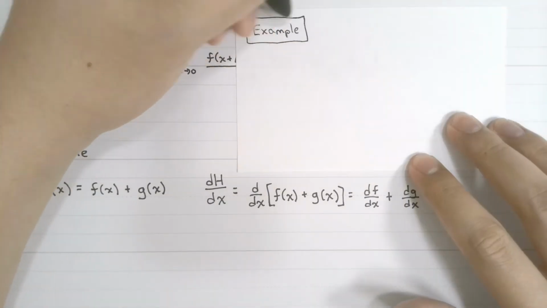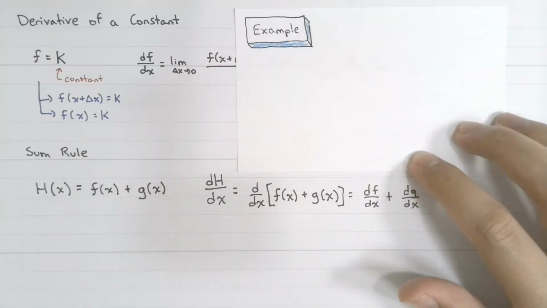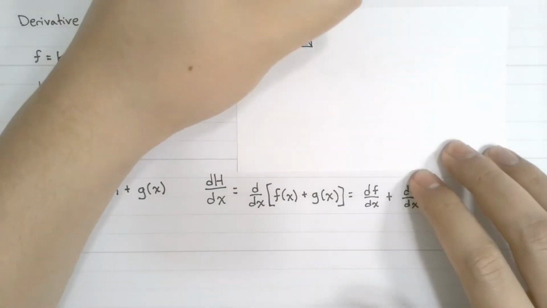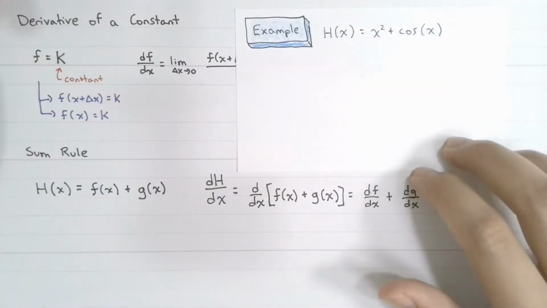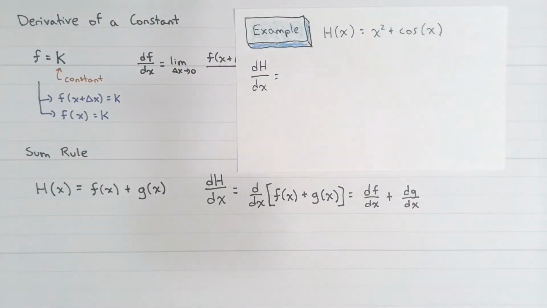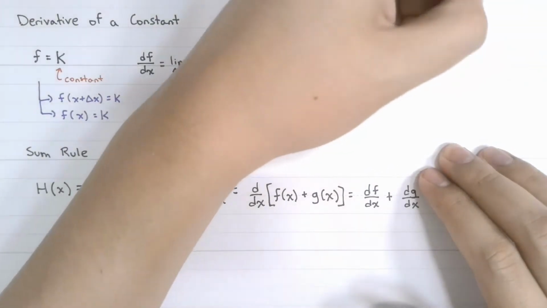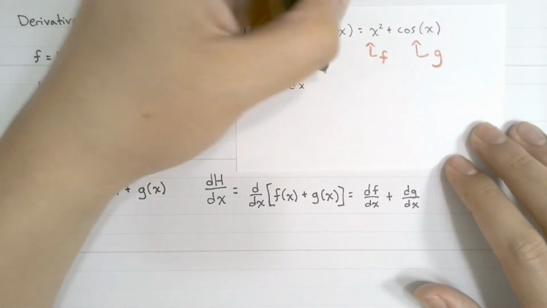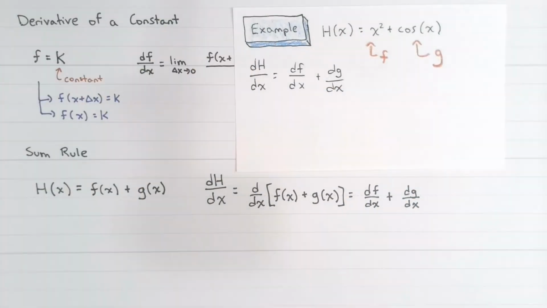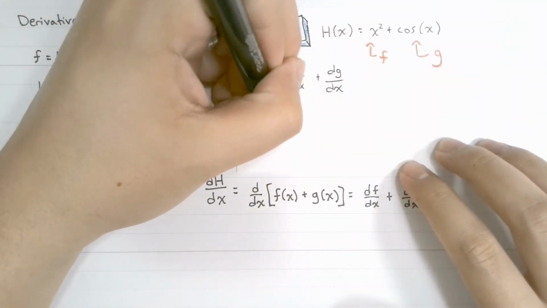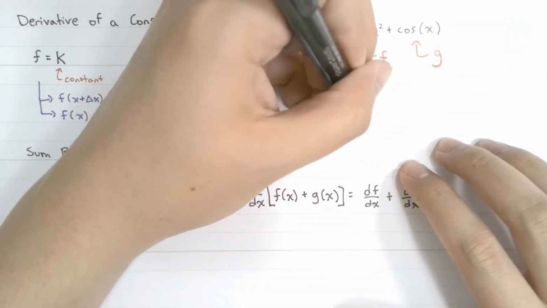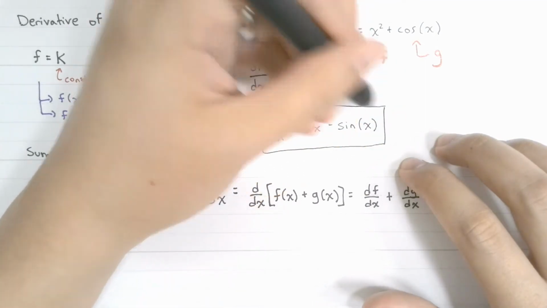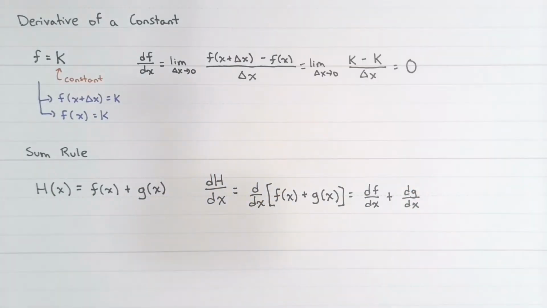For example, let's define a function h as x squared plus cosine of x. What is the derivative of h with respect to x? In this case, using the sum rule and taking x squared to be our function f and cosine x to be our function g, we get that the derivative of h is equal to 2x minus sine of x.